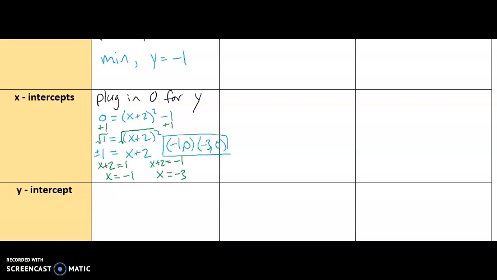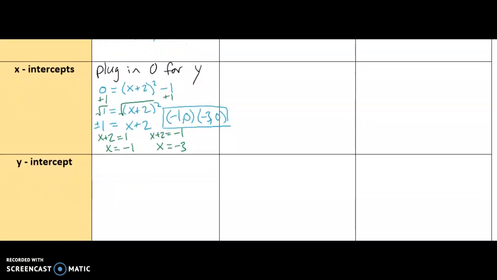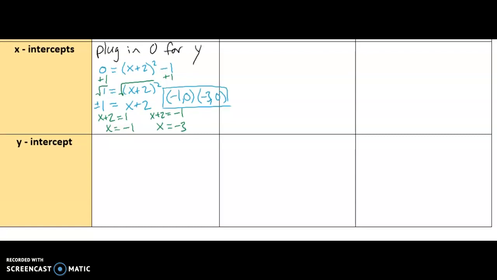Okay, that one's the trickiest one out of here. That'll just take a little bit of practice. Your y-intercept is going to be similar to finding your x-intercepts, but you plug in 0 for x, because if I'm on my y-axis, then that means my x had to have been 0.